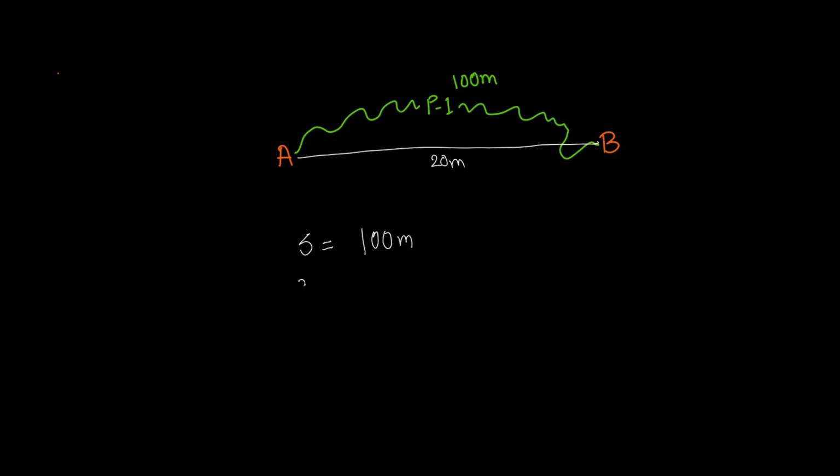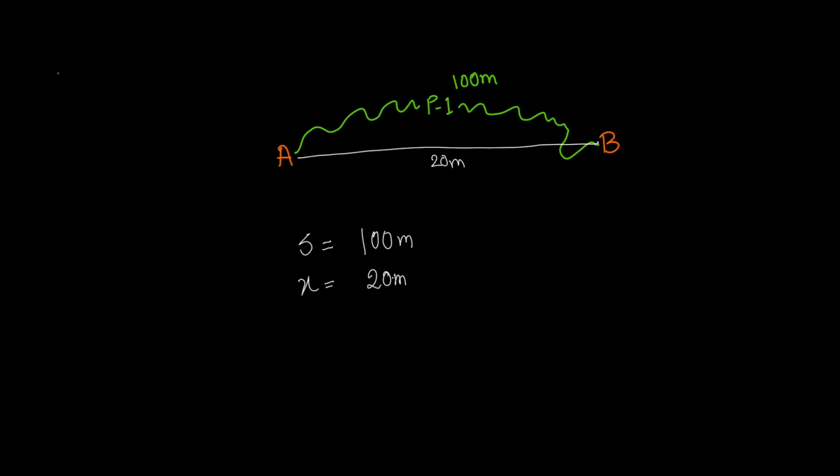Now the displacement, which is X. For displacement, we have to see the shortest distance between point A and point B, point A being our starting point and point B being our ending point. Even though we took path 1, which is 100 meters, the shortest distance between point A and point B is actually 20 meters, because 20 meters is shorter than 100 meters. So our answer for displacement will be 20 meters.